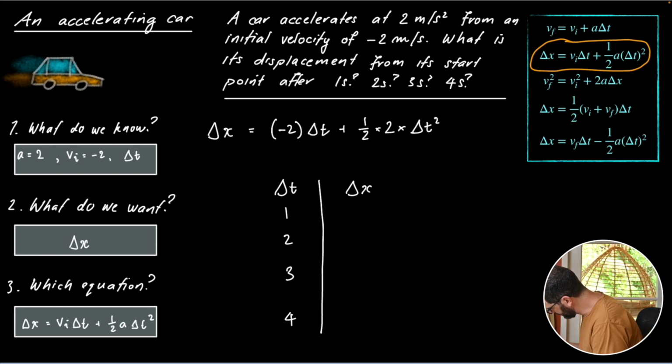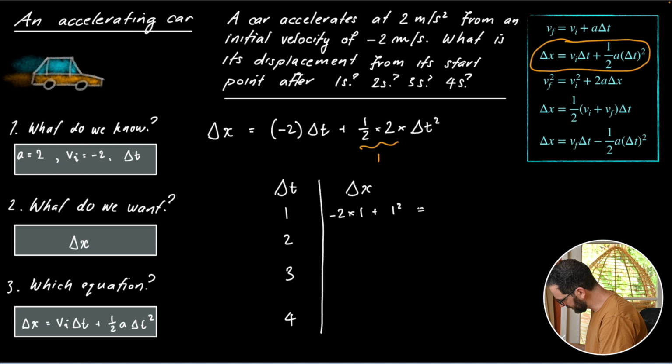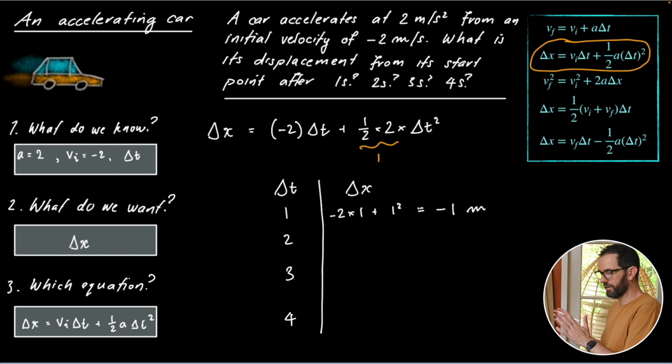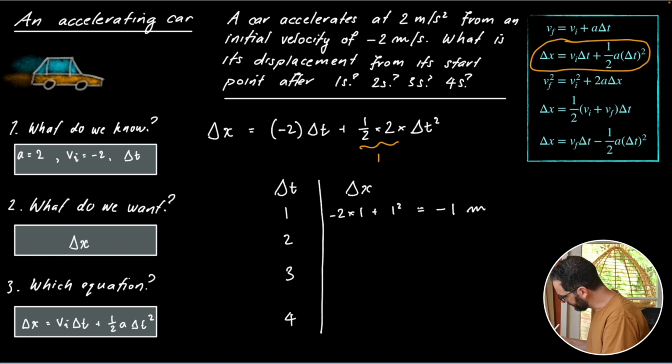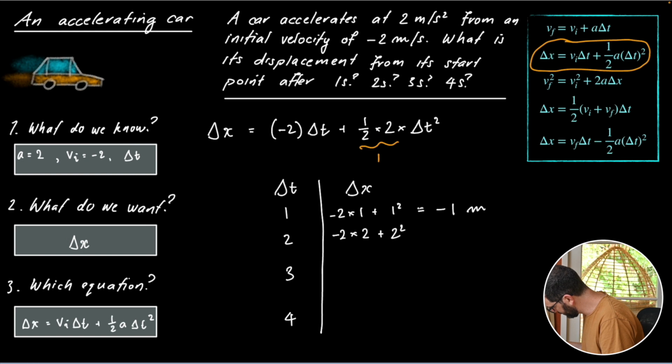So delta x will be -2 times 1 plus, well, these two here just become a 1, so let's just ignore that and make it plus 1 squared, which equals -2 plus 1, which is just -1 meter. So in 1 second, it's gone in the negative direction by 1 meter. After 2 seconds, we'll plug that in there. So it's going to be -2 times 2 now, plus 2 squared. -2 times 2 is -4, plus 4. After 2 seconds, we are back to our starting point.